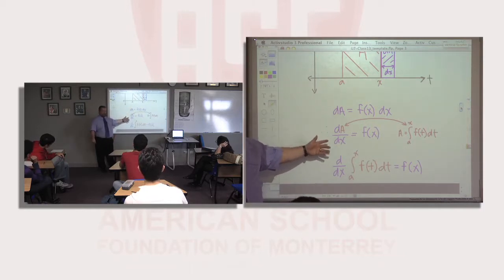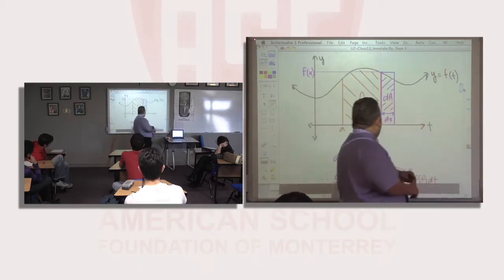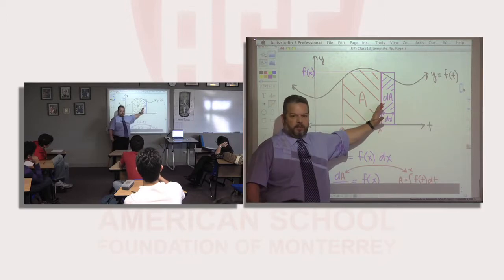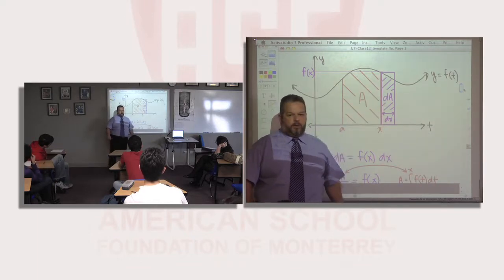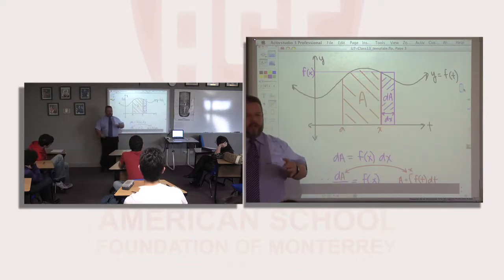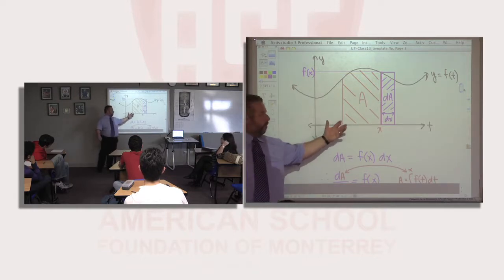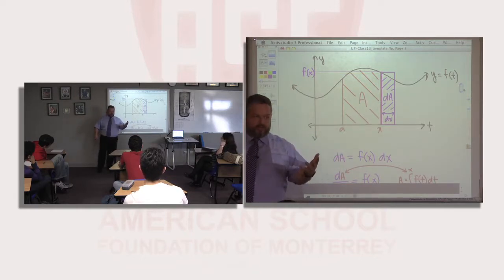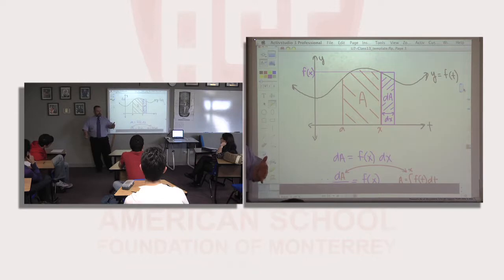So really all this is saying is, let me bring this picture back, the rate at which this area is changing is equal to the height of the curve. The rate at which the area under the curve is changing is equal to the height of the curve. Or the rate at which the area under the function is changing is equal to the value of the function at any given position, at any given location.